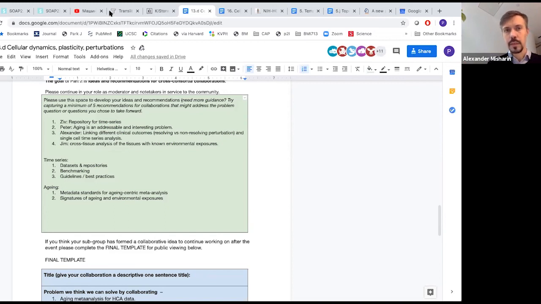a substantial time series. So essentially what we should add under aging is a third point, what would be a reasonable design for the ultimate study on organ-specific aging in a human cell atlas context.